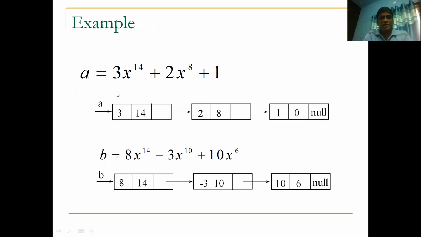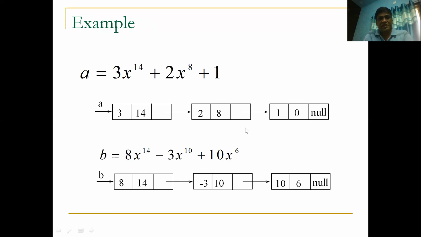Now let us understand the cases of this polynomial addition. Assume that I am considering two polynomials. Let us say a is equal to 3x power 14 plus 2x power 8 plus 1. This is the first polynomial. And b is equal to 8x power 14 minus 3x power 10 plus 10x power 6. This is the second polynomial.